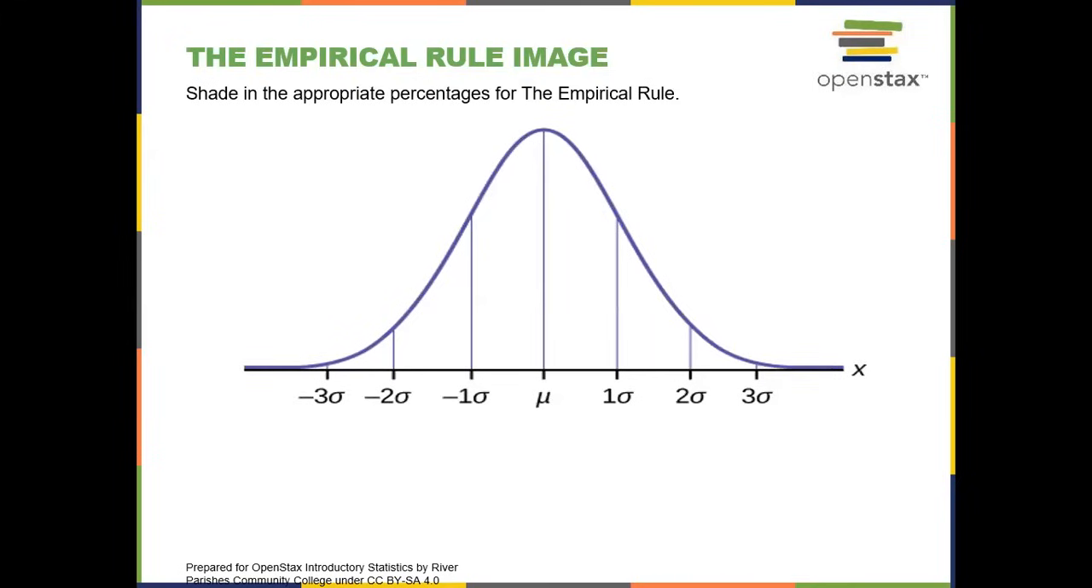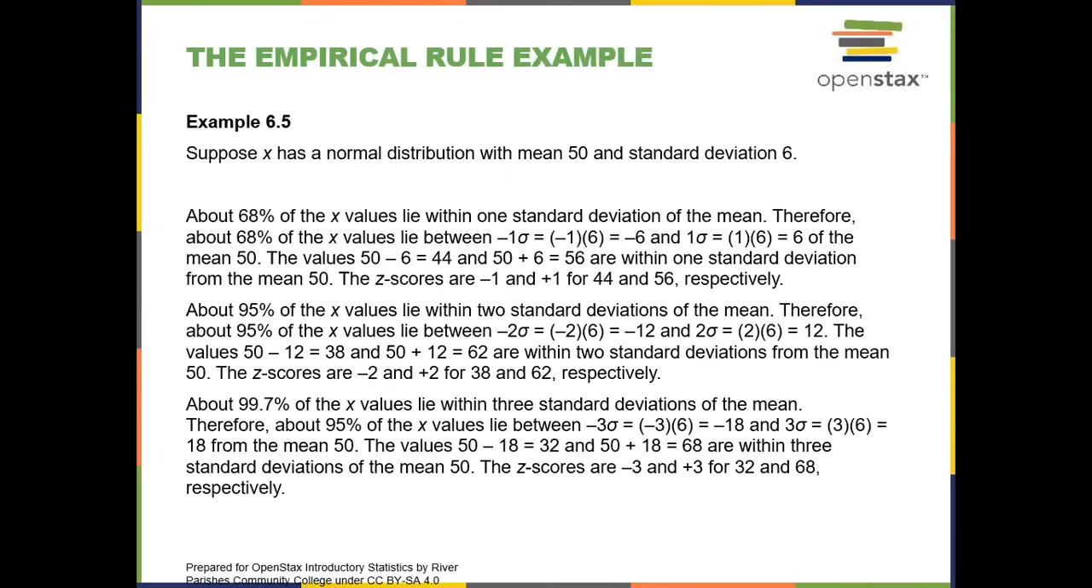So here is the picture. Mean mu is the center, 1 sigma on the right, 1 sigma on the left, minus 1 sigma. You will cover approximately 68% of the values. If you go 2 standard deviations on the right and 2 standard deviations on the left, you will cover approximately 95% of the values, and so forth.